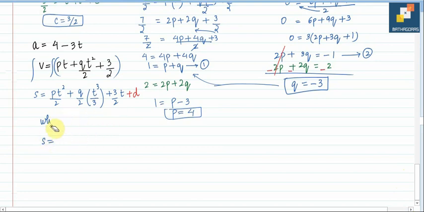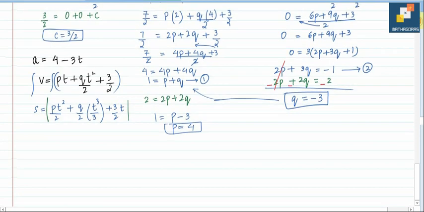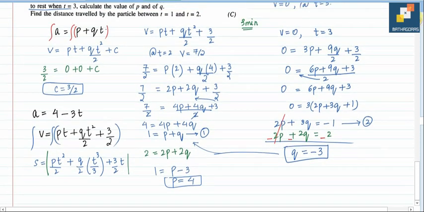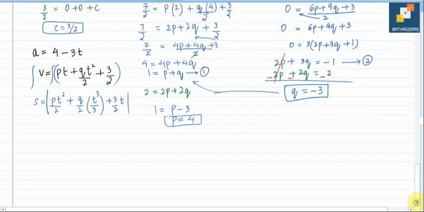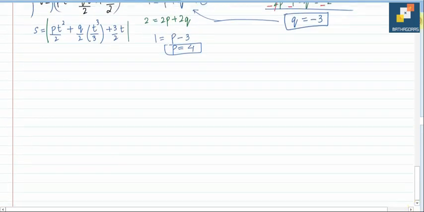In fact, there is no need to find out the value of d. And why is it so? Because in this question, when you need to find out the value of displacement, you have the range from 1 to 2. Yes, from 1 to 2 you have the range here. So I'm going to apply the limits from 1 to 2.